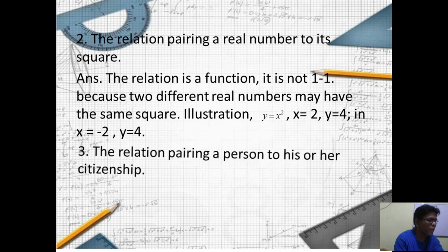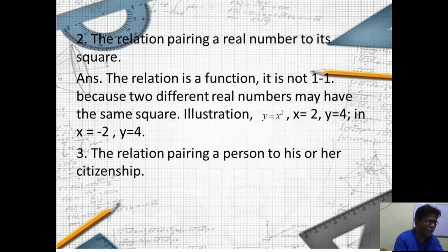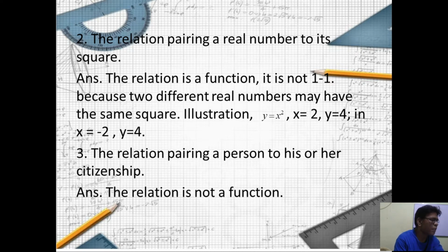Okay, number 3. The relation pairing a person to his or her citizenship. The answer is, the relation is not a function, and if it is not a function, it is also not a one-to-one function.